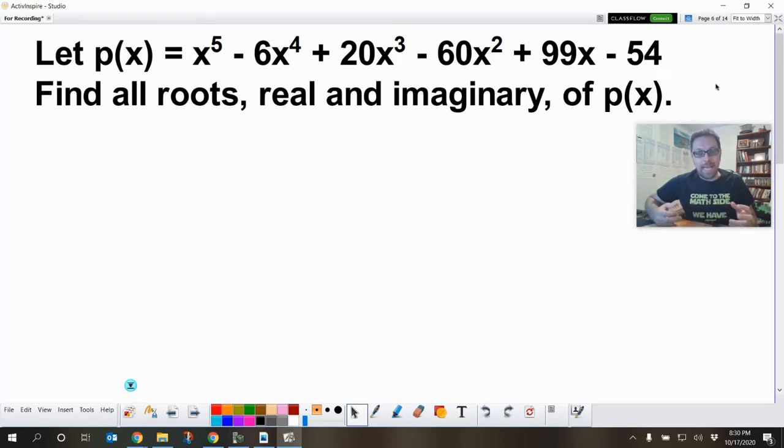I'm going to apply a lot of the ideas of what we've been dealing with in chapter 4 in order to find all the roots, real and imaginary, of p of x here. So this is a big polynomial. It's got a lot of things going on with it.